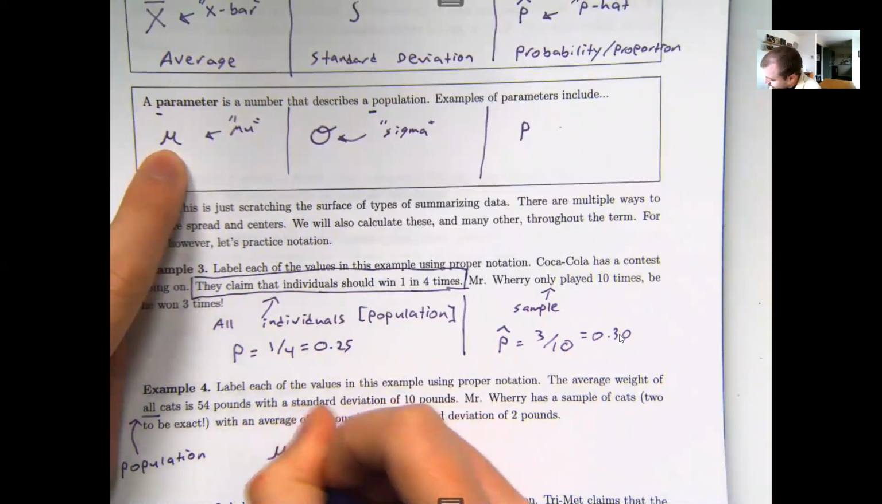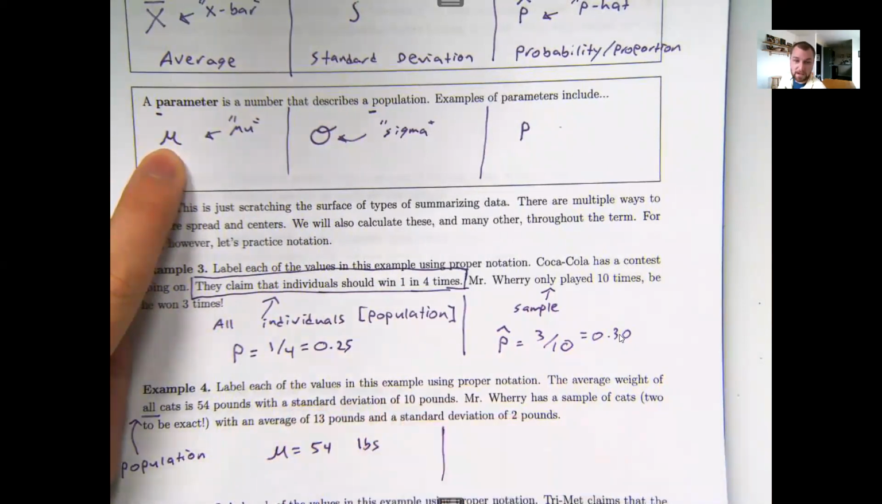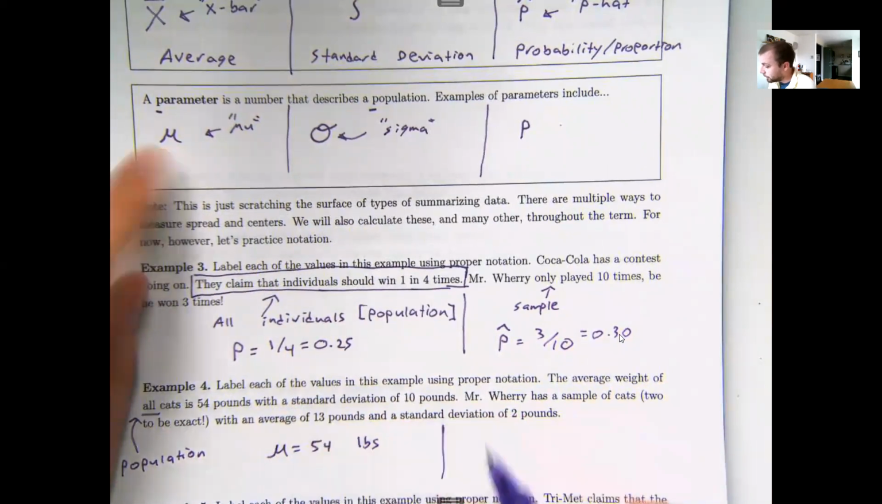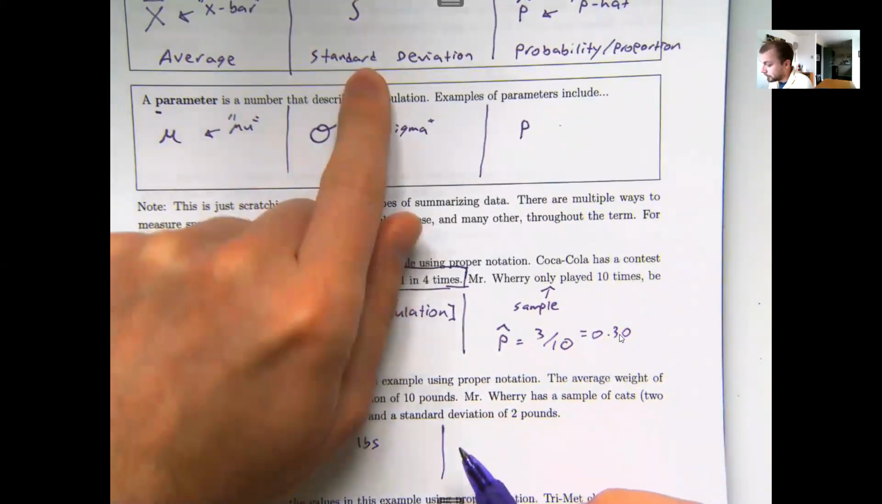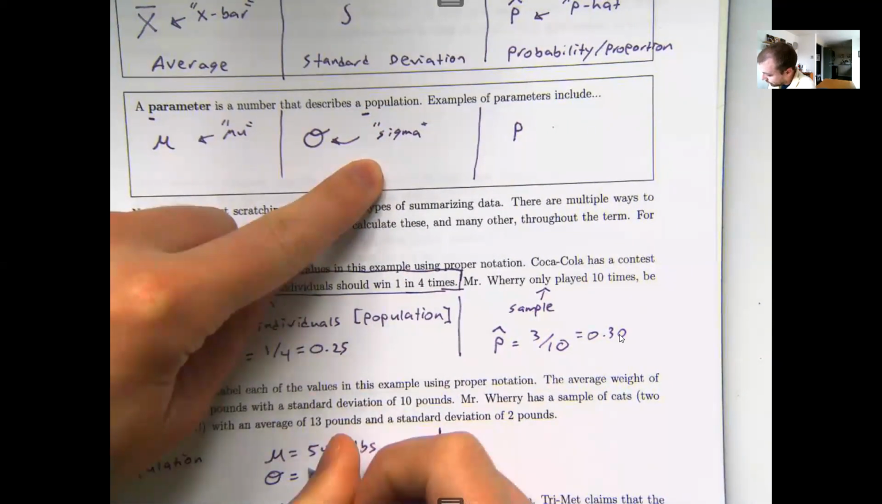So population average for all of the cats, population parameter, average, I'm using the symbol of mu, 54, and I'm being really careful. If I have units, I'm including them. Standard deviation for a population, sigma is 10 pounds.